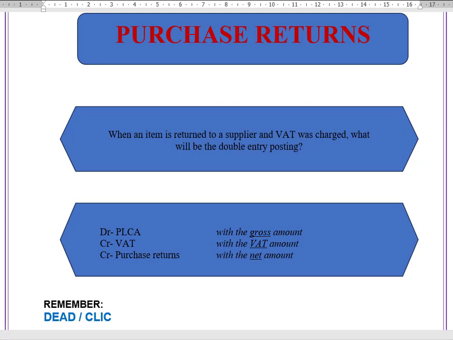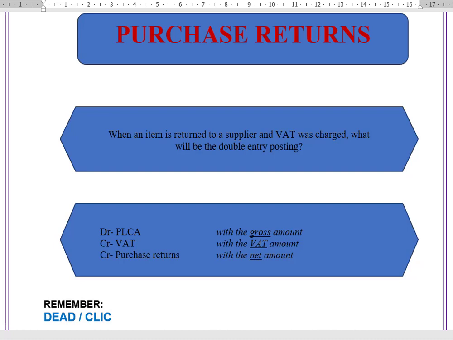And it says towards the purchase returned. When an item is returned to a supplier and VAT was charged, what will be the double entry posting? You returned an item to a supplier. What is taking place? Purchase returns is taking place. Automatically, the purchase returns account will be affected. If the supplier's original transaction had VAT, when you are now returning it, or vice versa, when the customer is returning it to you, the VAT account will also be affected.